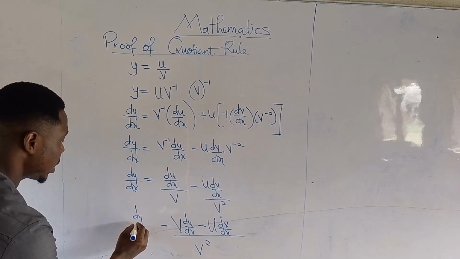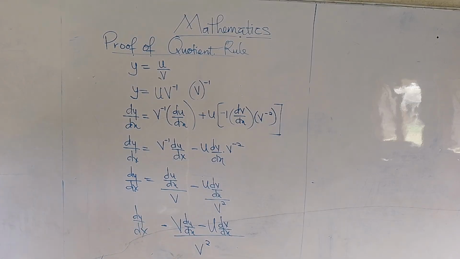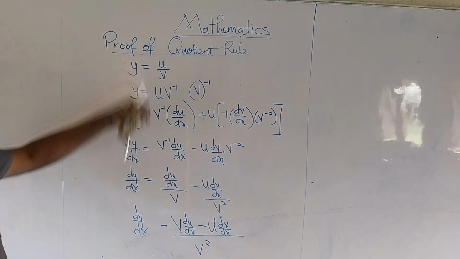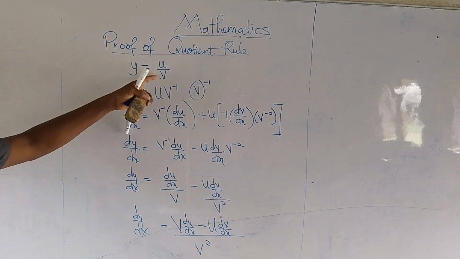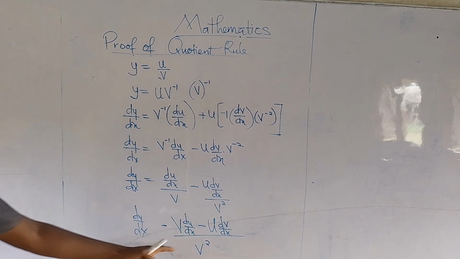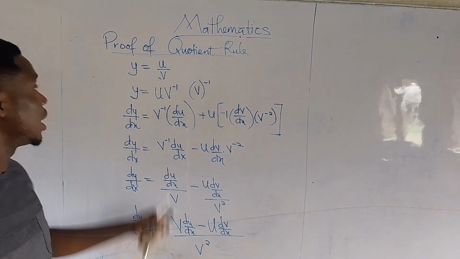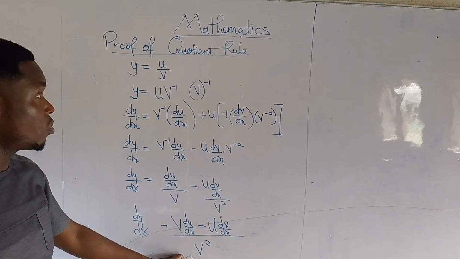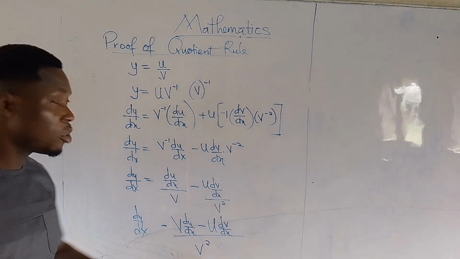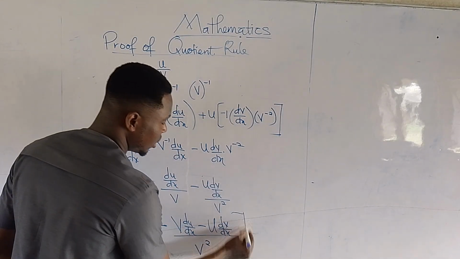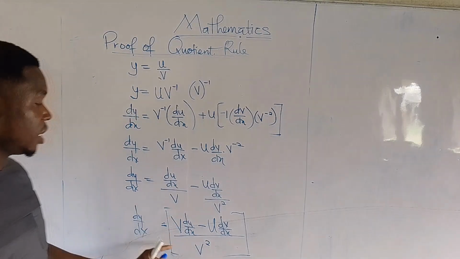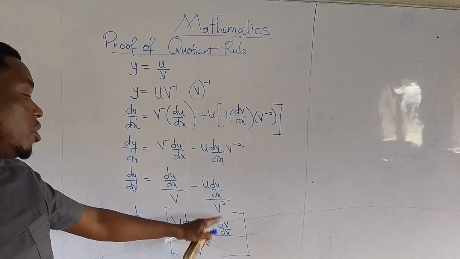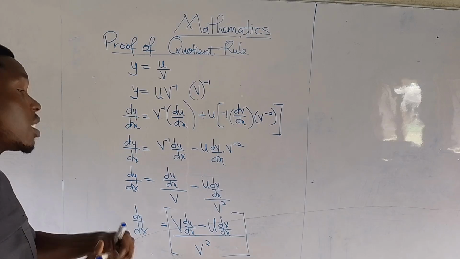So this is how the formula came about. When we differentiate y is equal to u over v, this is what we have. So we've been able to prove that this is this when we differentiate. So this is the formula we normally use to solve questions relating to the quotient rule: v du over dx minus u dv over dx all over v squared. So this is the formula.